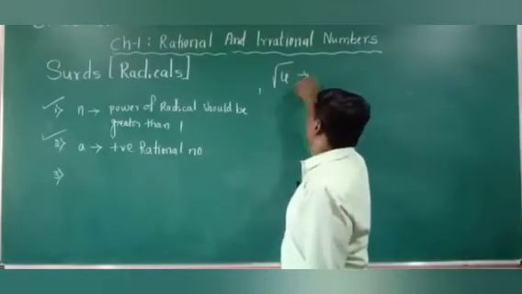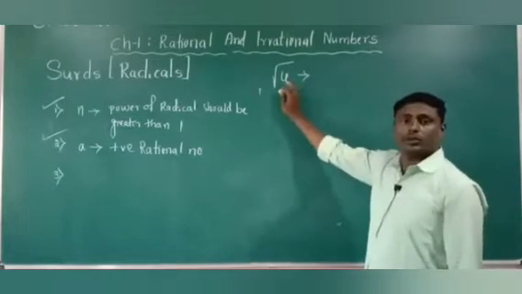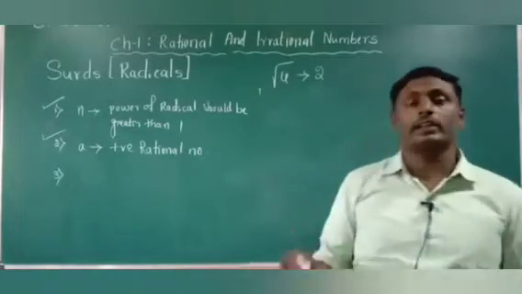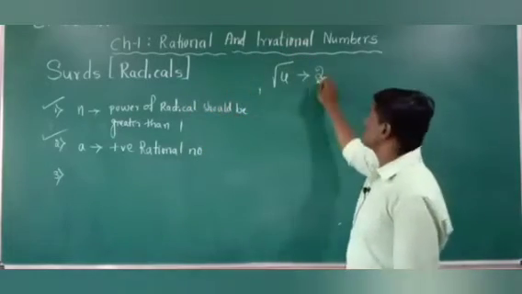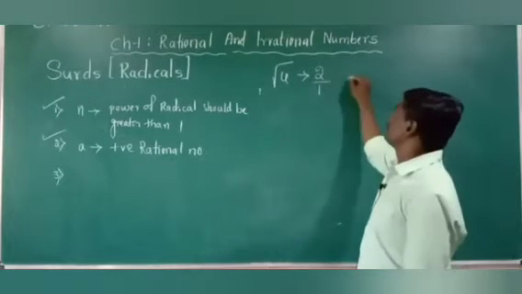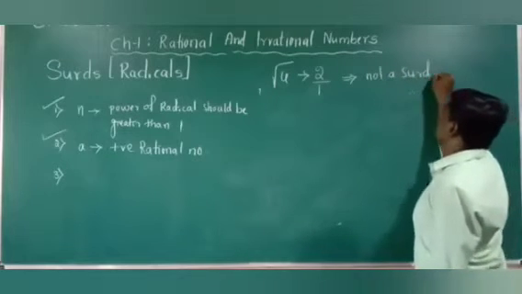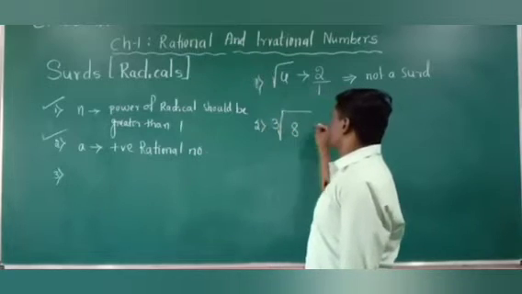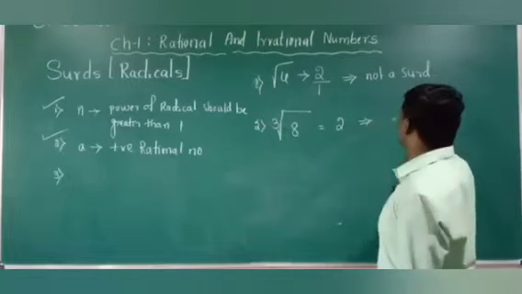Root 4, is it considered a radical? No. What is the value of root 4? 2. 2 is not an irrational number. Only when we get an irrational number is it a radical. 2 is a rational number because its denominator is always 1, so it is not a surd. Take one more example: cube root of 8. The value of cube root of 8 is 2, so it is also not a surd.